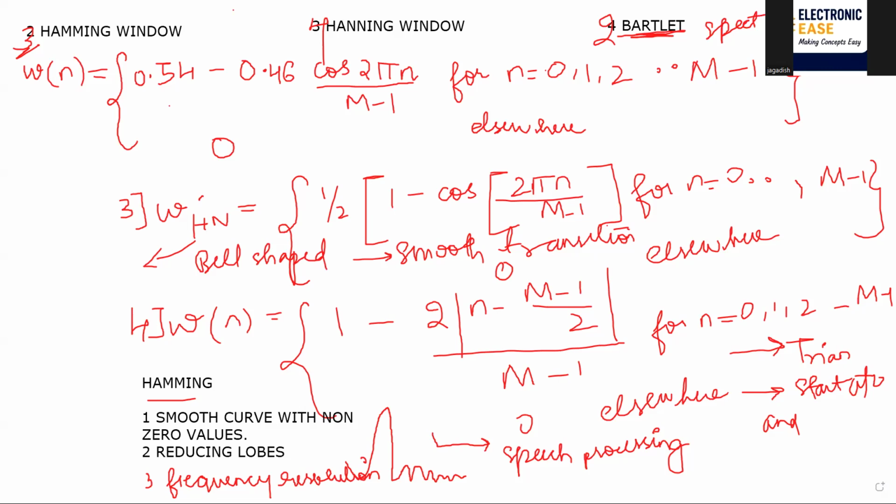So they will be asking you the question, explain briefly about the window techniques. So you have to write these characteristics along with the formula and explain, and for that you will get the marks that are given. So this is the theory part of windows.